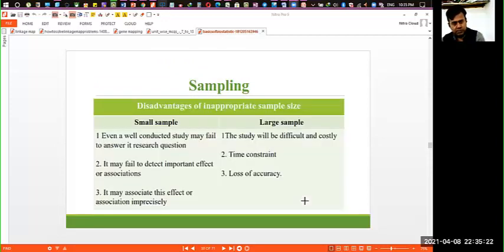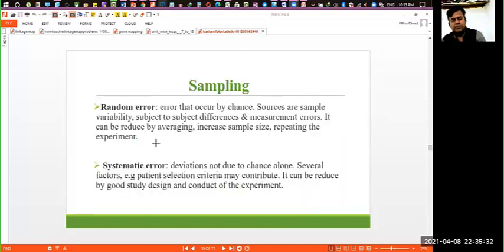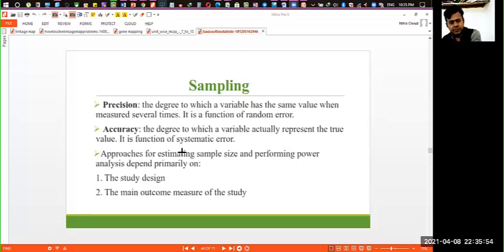So sampling, you can take different kinds of samples in the population, right? So it may be a small sample, it may be a large sample. A large sample gives high accuracy, right? But a small sample has some kinds of error. Sampling random error may be there, and systematic error may be there because of increased sample size, and there may be random error. And systematic error may be because of selection criteria, deviation in any factor. For example, patient selection criteria may vary.